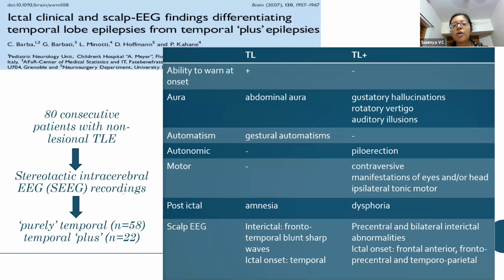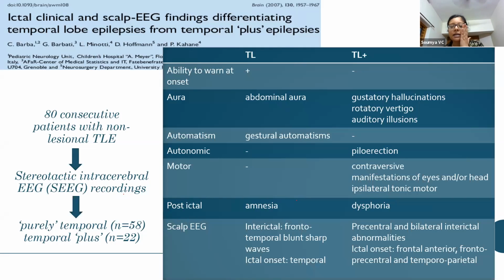On the other hand, the temporal plus epilepsy patients exhibited some clinical red flags, mainly in the form of gustatory hallucinations, rotatory vertigo, and auditory illusions among the auras, presence of autonomic features like ictal piloerection, and ictal motor manifestations in the form of contraversive manifestations of eye and or head, and ipsilateral tonic motor manifestations, and post-ictally they exhibited dysphoria. This constellation of symptoms was identified as the clinical red flags for temporal plus epilepsy.